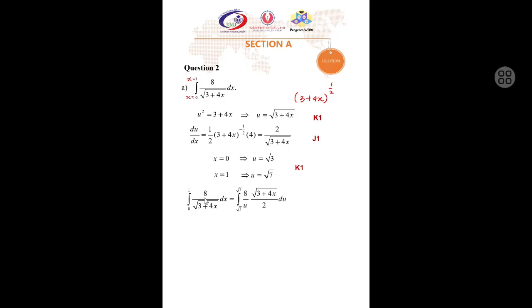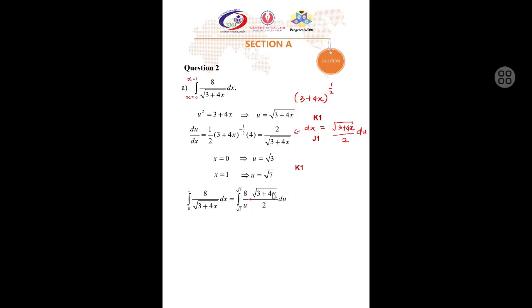8 you copy back. Square root of 3 plus 4x, this one is our u. And then here actually you multiply with dx. Where do I get this? From this one. So make dx the subject, and you will get square root of 3 plus 4x over 2 du. So this is our dx.